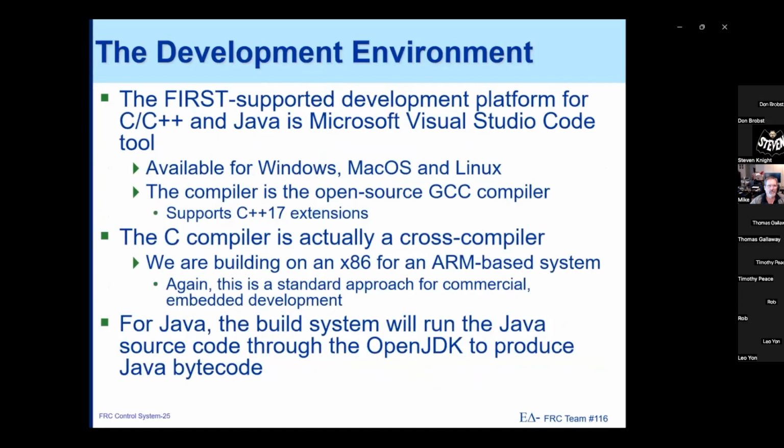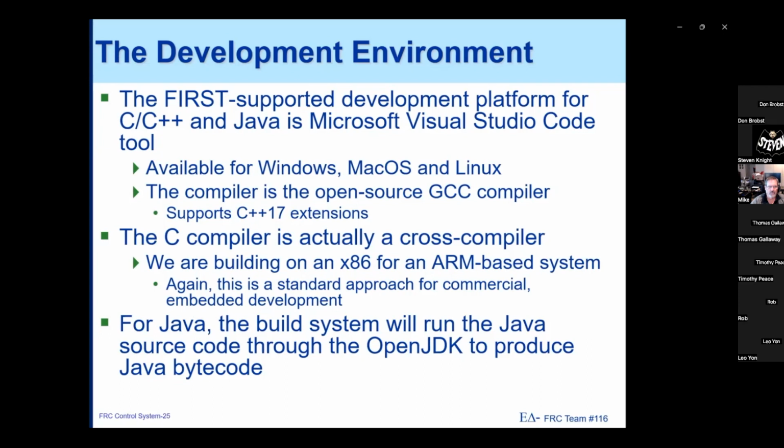The first supported development environment for these languages, for both C and Java at least, is the Microsoft Visual Studio Code tool. This particular editor is available for Windows, Mac OS, and Linux. The compiler is the open source GCC compiler, and that supports C++17 extensions. The C compiler itself is actually a cross compiler. That is, we're building on one CPU architecture, the x86, for a different CPU architecture known as ARM. Again, this is a standard approach for commercial embedded development, so this is nothing new.